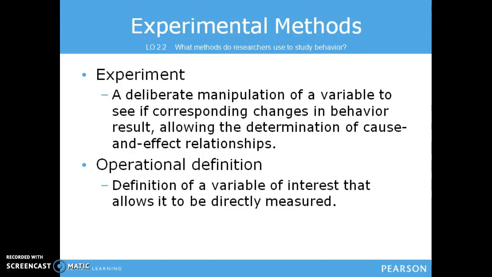So, operational definition. This is very important to an experimental method. It's a definition that you give to a variable. A cheeseburger is an abstract idea. Happiness is an abstract idea. So what you want to do is develop an operational definition. For the purposes of this study, I'm defining what a cheeseburger is. I'm defining what happiness is so that I can test it.